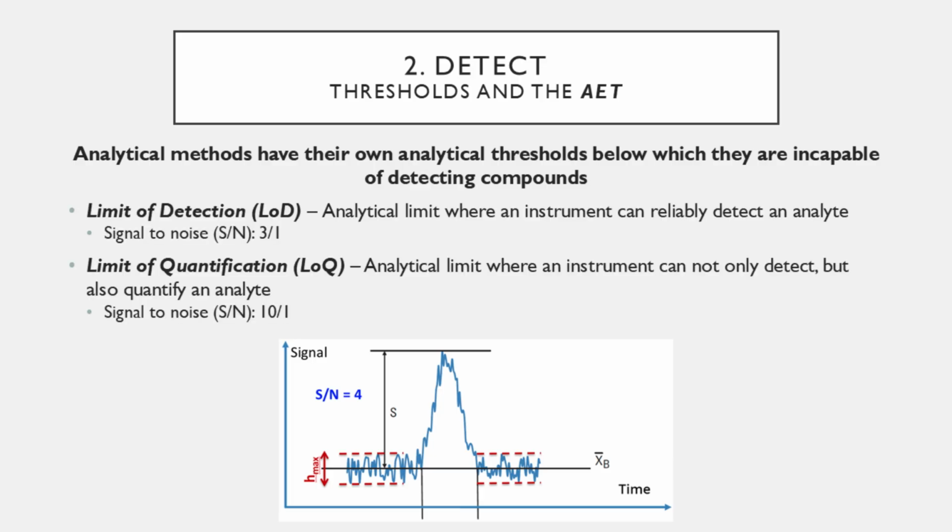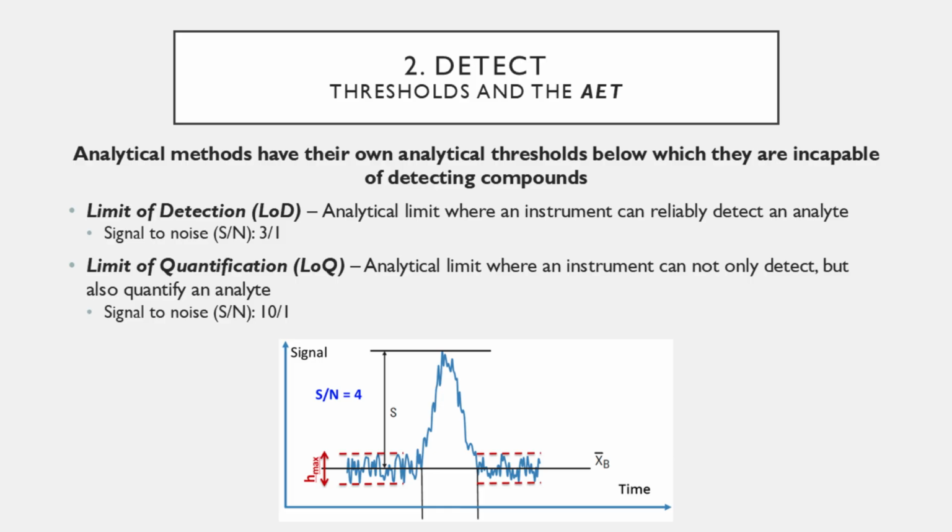Now, in layman's terms, these sound somewhat synonymous, but they have strict analytical definitions. The limit of detection, or LOD, is the analytical limit where we can reliably detect, as in say that something is there, and it's defined as having a signal to noise ratio of 3 to 1. There are actually some standards that describe other ways of defining these, but this is a great way for describing them with respect to mass spectrometry and chromatography methods.